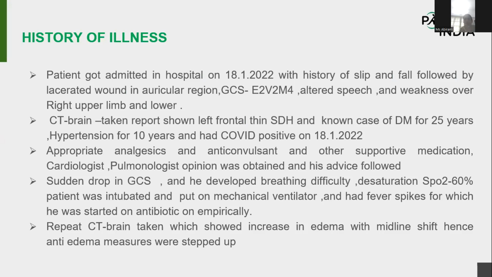Cardiologist and pulmonologist opinion was obtained, and their advice followed. There was a sudden drop in GCS level, and he developed breathing difficulty and desaturation. Saturation level was 60%. Patient was intubated and put on mechanical ventilator, and he had fever spikes for which he was started on antibiotics empirically. A repeat CT brain showed increase in edema with midline shift. Hence, anti-edema measures were stepped up. Next slide.